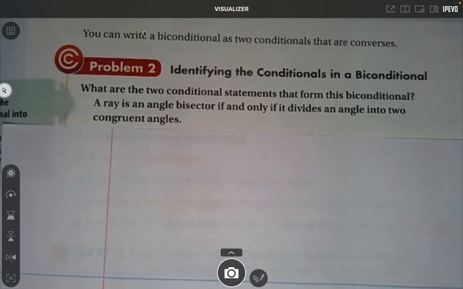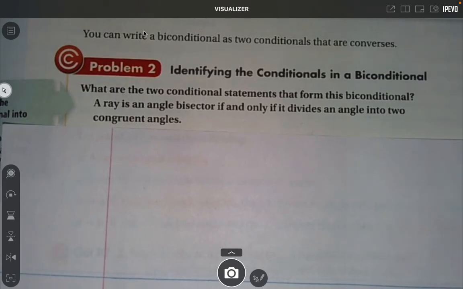So I'm going backwards. I'm starting with an if and only if, and now how do I write them? With what two words? If and then. And then I've got to switch it. So I've got to write a statement and do the converse. What would be one of my if-then statements? If a ray is an angle bisector, then it divides an angle into two congruent angles. Okay, that one's right. What one were you saying? If it divides an angle into two congruent angles, then the ray is an angle bisector. And don't forget some of your words. And make sure our statements make sense.